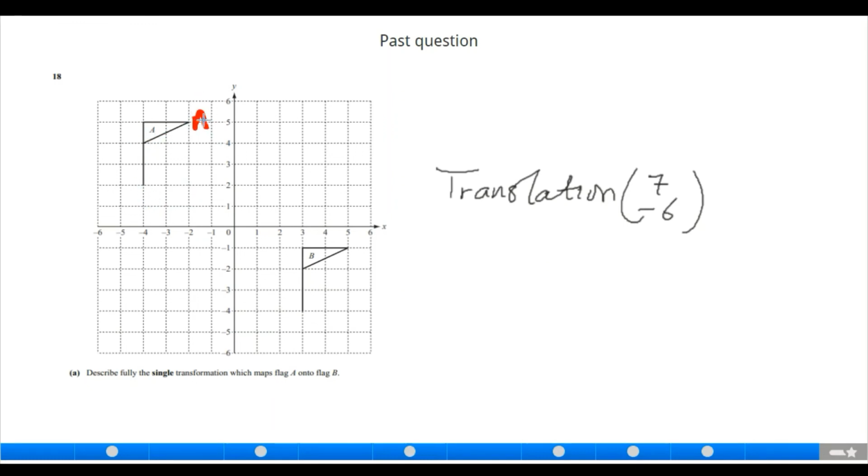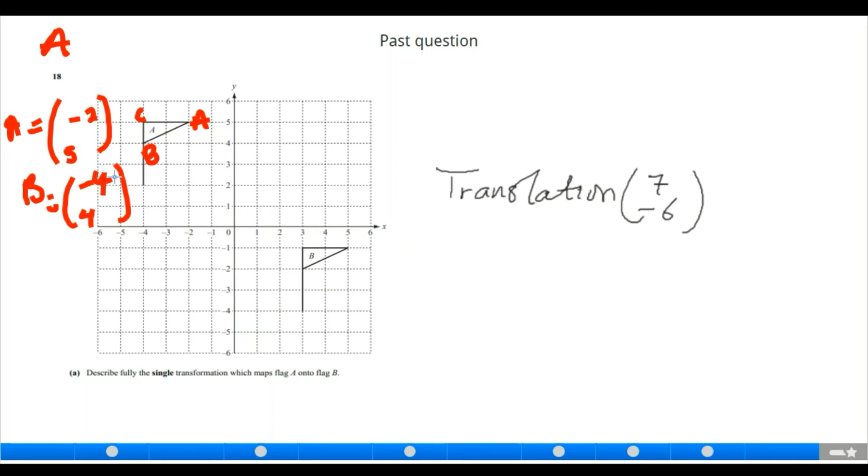Let's assume that we have this to be point A, point B, and point C. Okay, so we start with point A. On the y-axis, A is what? A is 5. And on the x-axis, A is what? A is -2. Okay. Now for B, we are still dealing with flag A. What is B? Y is 4, and x is -4. Now let's look at point C. Y is 5, and x is what? X is -4. That is for flag A.